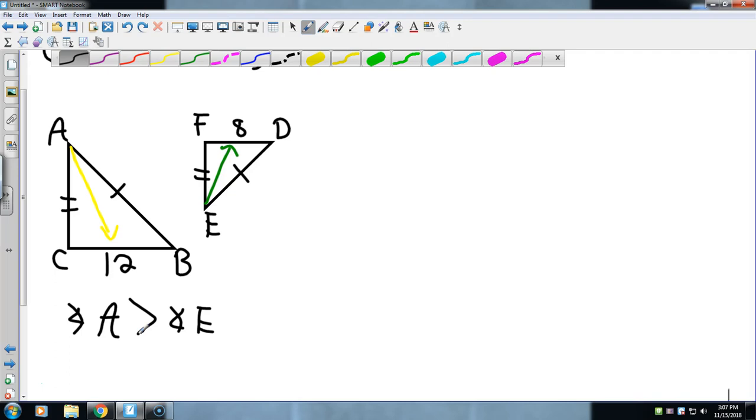So that's the hinge and the converse of the hinge. And that is basically the section. So considerably under 6 minutes. That is Chapter 6, Section 6. We are looking at inequalities in two triangles.